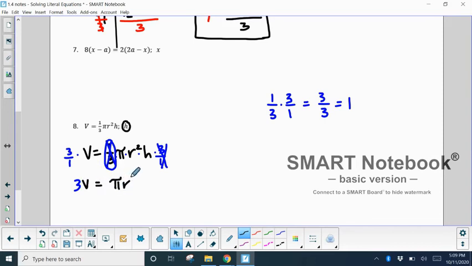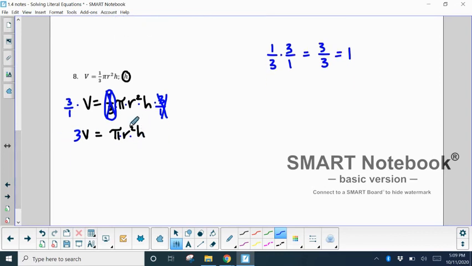Then we have pi times r squared times h. So again, those are all being multiplied. And now that we just have variables left, I mean, pi is not really a variable, it's a number, but we're going to use the pi symbol to represent it. We can just divide. So in order to get rid of the pi and the r squared, since they're all being multiplied by h, that's what we're going to divide by. We're going to divide by pi and r squared on the right. And if I do it on the right, I have to do it on the left.